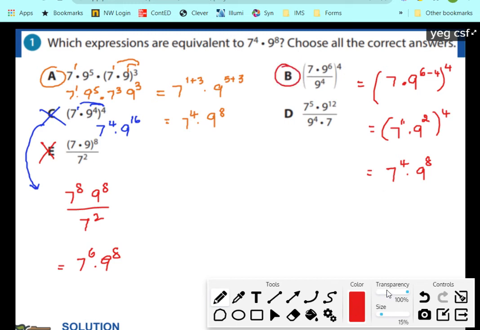And let's check the last one. And here, this is a small exponent, so bring it to the top, it becomes negative. So I can't see this color, let's see, dark. So it's going to be a 5 minus 1. And then here, 9 to the 12 minus 4. So 5 minus 1 is 4, and then 12 minus 4 is 8, and it looks like this is also the correct answer.